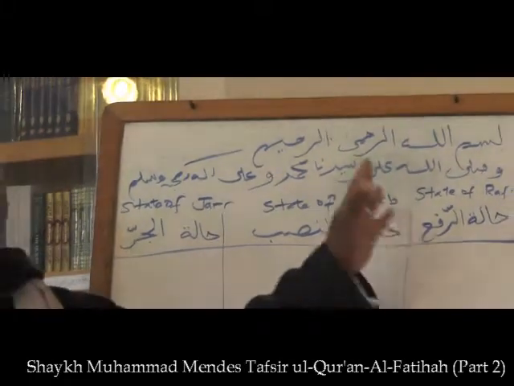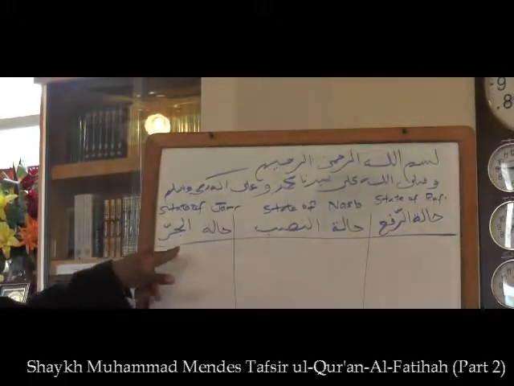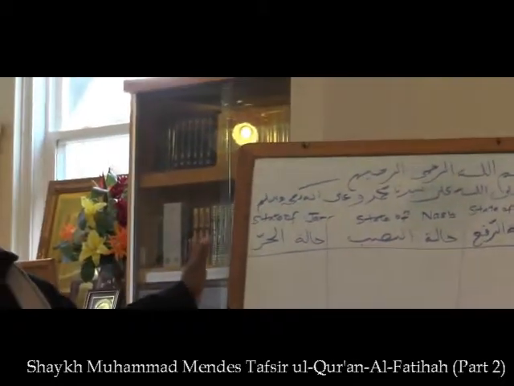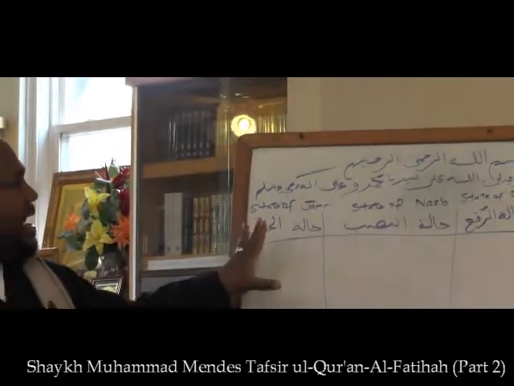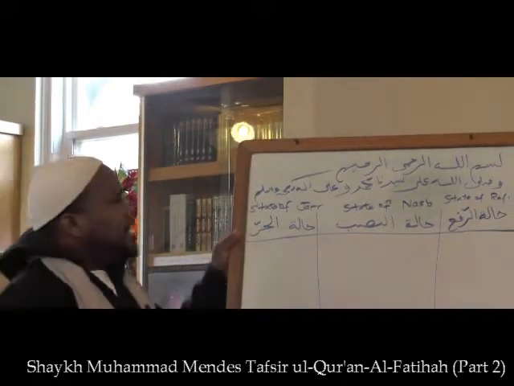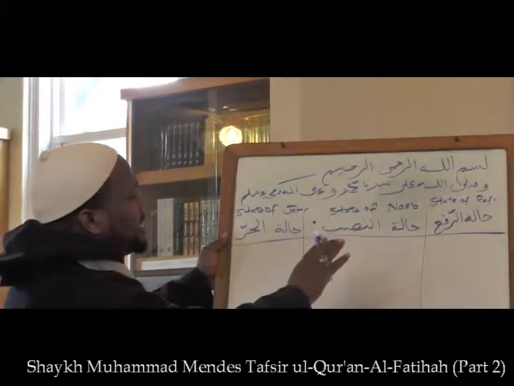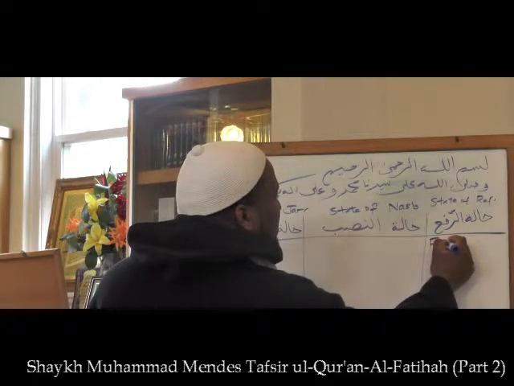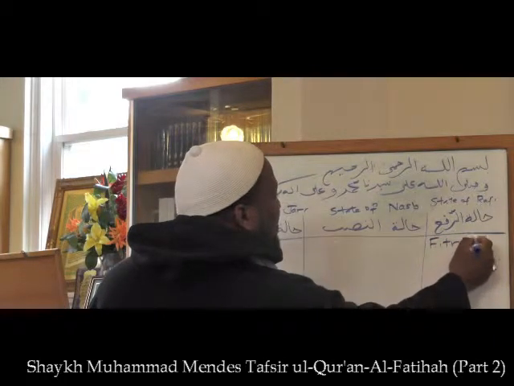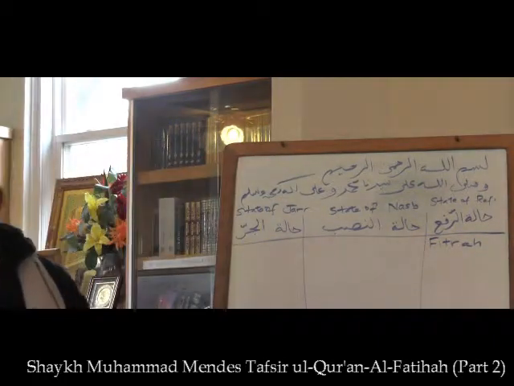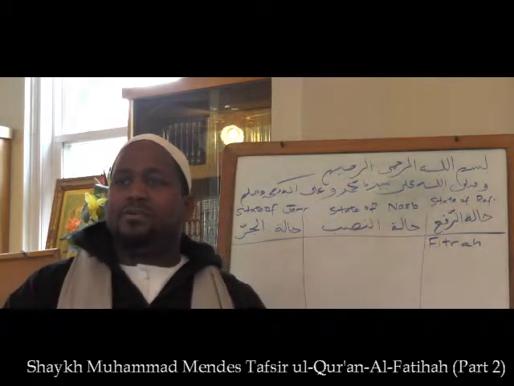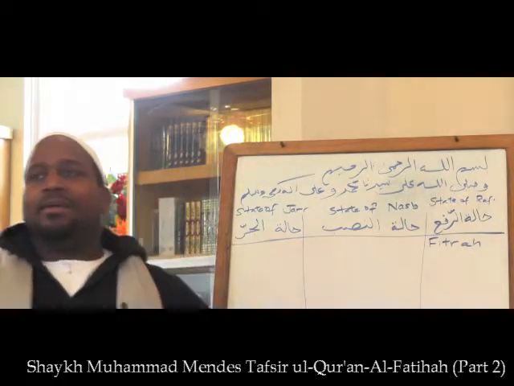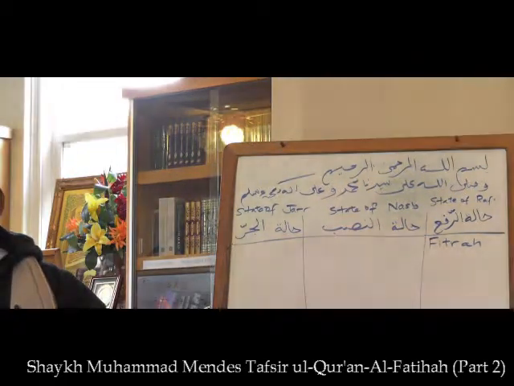Now, nouns and verbs fall under these three states. Verbs have a fourth one that they fall under. And when you look at each of these, this first one, halat rafa, is the natural state. And I like to call it the fitra state of the word. You know fitra? Kullu mawludin yulad ala fitra. Every infant is born on the natural, innate, primordial state. Okay? So when a word is in its natural state, it's called rafa.